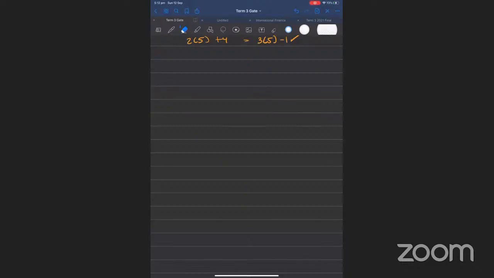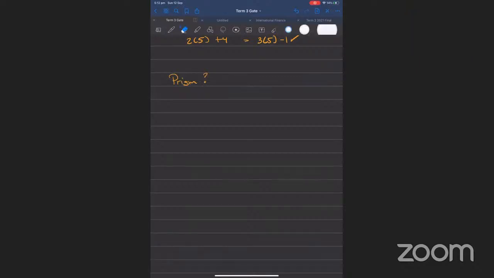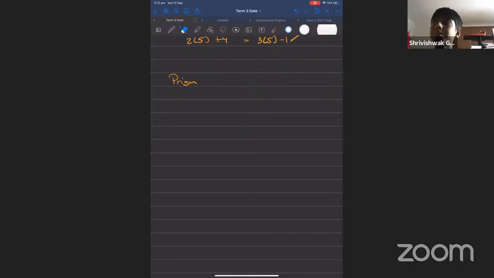What is a prism? Can anyone remember what a prism is? Yes, Sri? What's a prism, Sri? A prism is basically something that has rectangles as its connecting shapes.